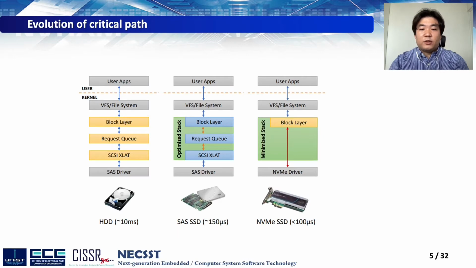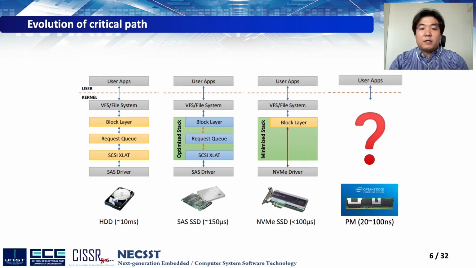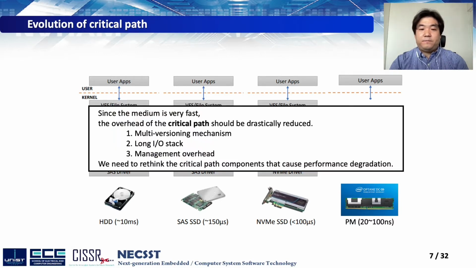The following figure shows the evolution of the critical path as the storage device changes. The critical path is a process that can ensure that the data of a write request is written completely and correctly on the target storage media. The biggest issue of this study is how to implement the critical path in the environment where the PM is used as a medium for storing persistent data.